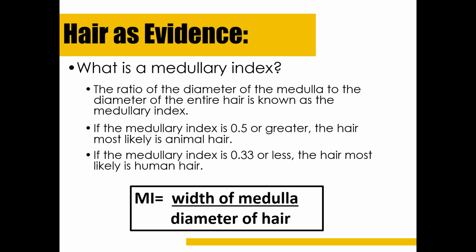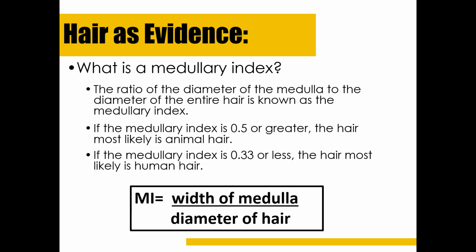And I put that formula up on your screen. I want you to make sure that you write this down. And while you're writing the formula down, one of the things that I want you to know is that if we plug in some information about the diameter of the medulla and the diameter of the hair shaft, and we find the medullary index, if the medullary index is 0.5 or greater, then the hair most likely is animal hair. If the medullary index is 0.33 or less, the hair is most likely human hair.